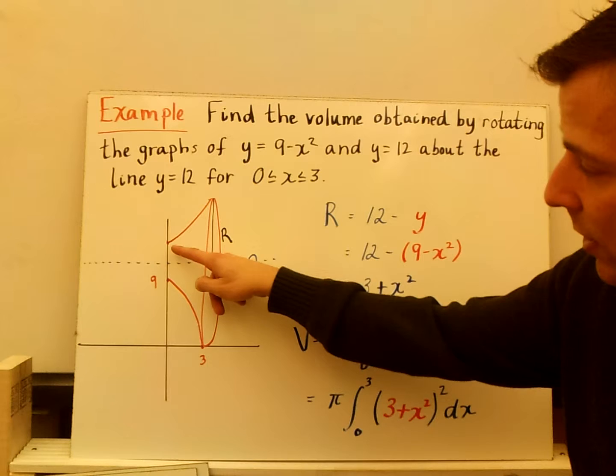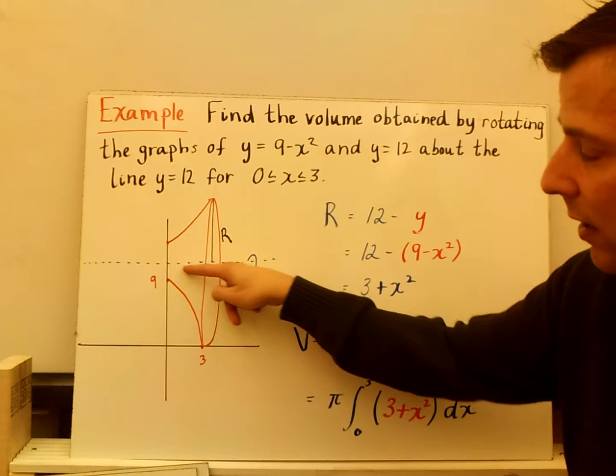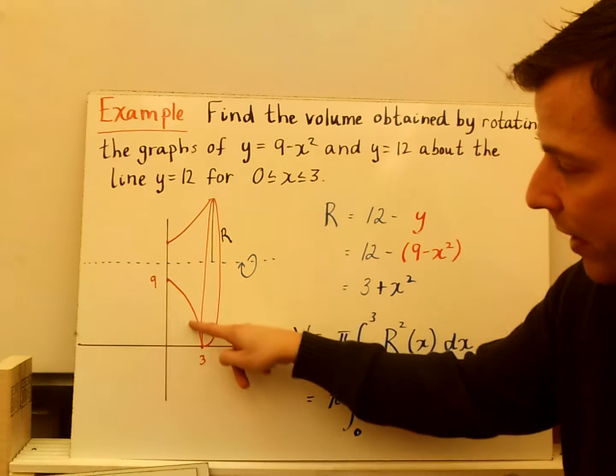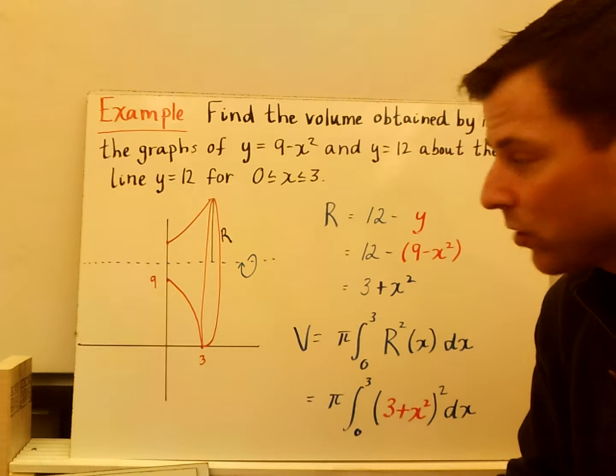This is the other one. This is the revolution of the rotation here. Okay, so because that line, that y equals 12 line, is above my curve, it's going to be 12 minus y. That's big R. That's how we find the radius.